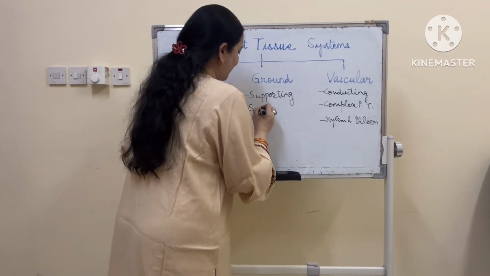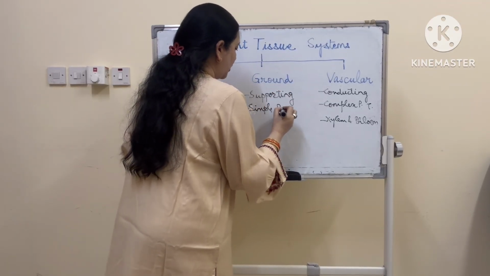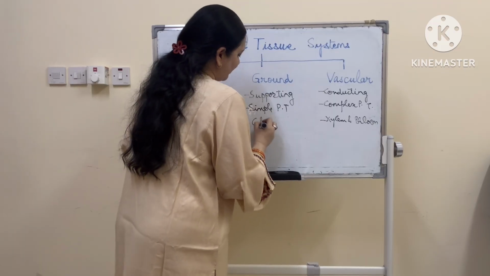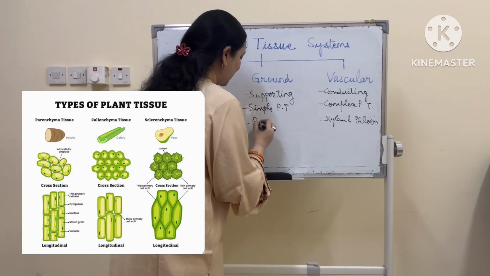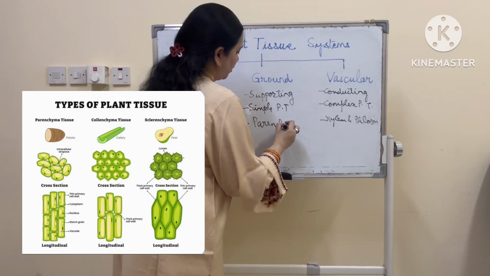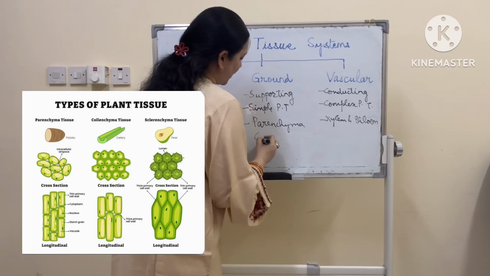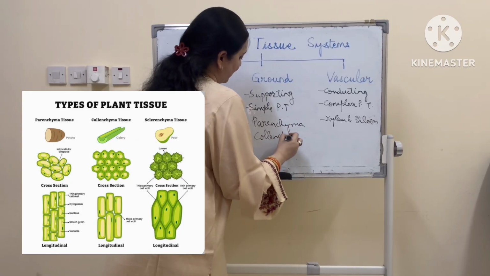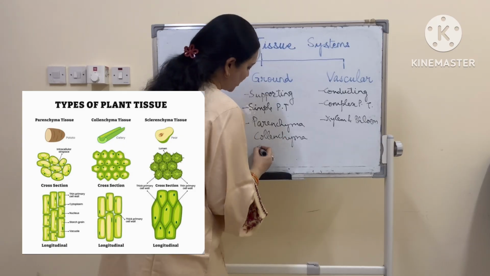It is a simple permanent tissue and the parts will be parenchyma, collenchyma and sclerenchyma.